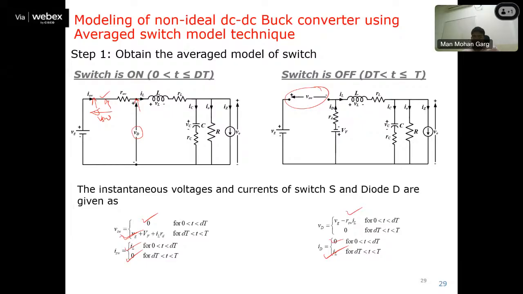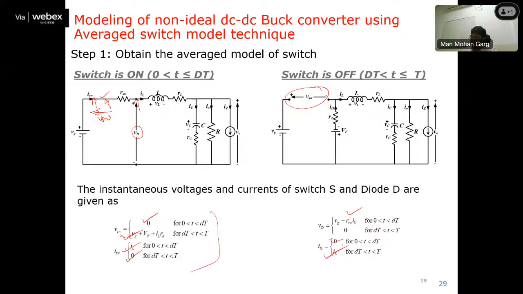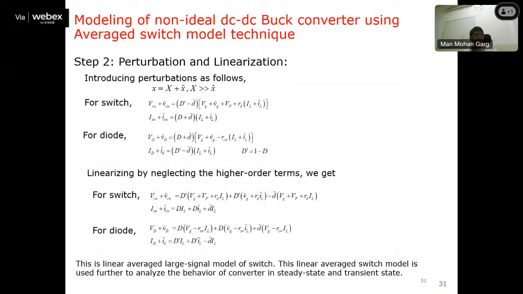As I said previously, we consider any one to be a voltage source, any one to be a current source. Just before replacing, we linearize these equations. For linearization, first we do their averaging. After averaging, we introduce this perturbation and we do linearization, right? After linearization, we obtain these models, neglecting the higher order terms. So now this model gives us the linearized averaged large signal model of the switch.